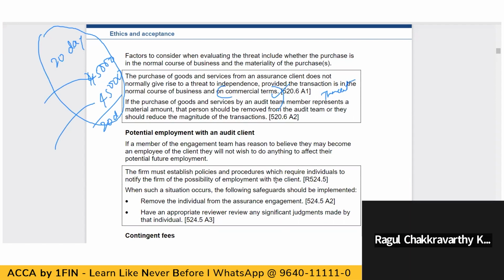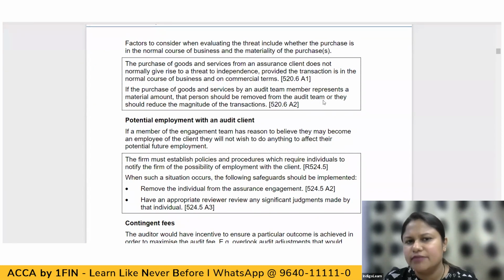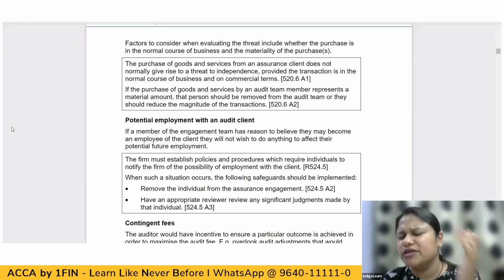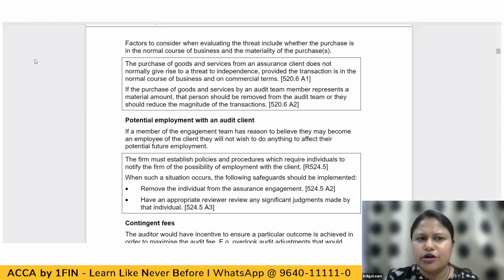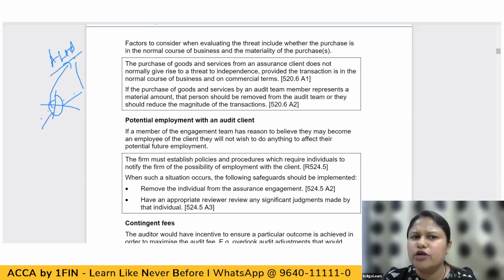Then, if the purchase of goods and services by an audit team member represents a material amount, that person should be removed from the audit team or they should reduce the magnitude of the transaction. Suppose out of 5 members, 1 member has this kind of transaction, then better you remove him from the team. When we go to do the audit of A Limited, from whom we are buying things, in that 5 member team, if that person is the one who has a major transaction with A Limited, remove him from the team. So the remaining 4 can go and do the work, and obviously objectivity will not get affected. If any member is doing that, eliminate him from the team.